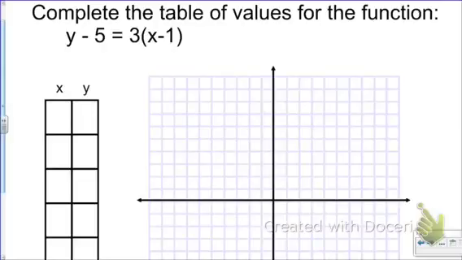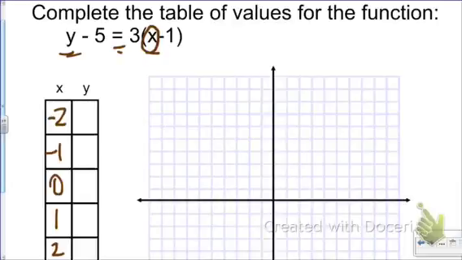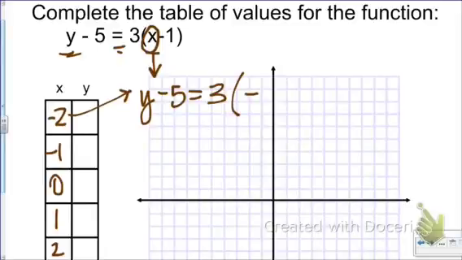Here we have this problem that says complete the table of values for the function. And it's y minus 5 equals 3 times the quantity x minus 1. Let's put in some values for x. And then normally we just come up here into the equation and plug in our x value to get each individual y value. Well, if you notice, it's not set up as a y equals equation. So what you're going to have to do is take x and replace it with the x here. So we've got y minus 5 equals 3. Instead of x, I'm going to put negative 2 minus 1.